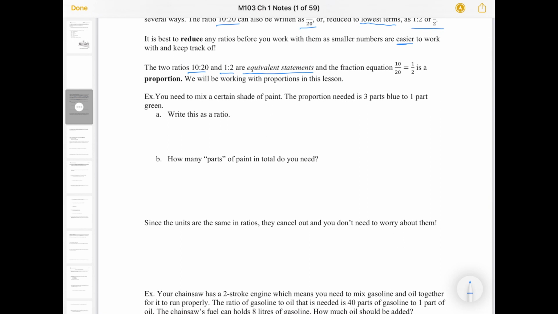Okay, so let's practice working with proportions. Okay, so you need to mix a certain shade of paint. The proportion needed is 3 parts blue to 1 part green. We're going to write this as a ratio. Okay, so I'm going to go blue to green. I'll write the whole word, blue to green. So I need 3 parts of blue. So 3 colon 1 part green. So 3 to 1. Now again, I don't know the unit, so it's just a part, but it's equal.